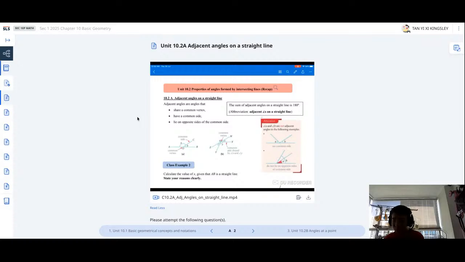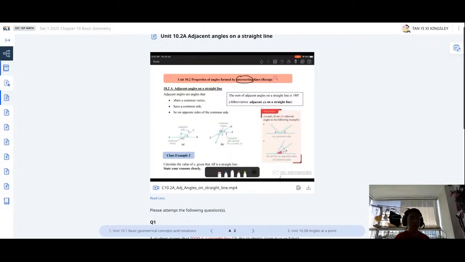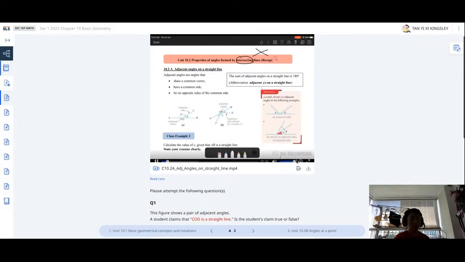Hi guys, and welcome back to the study of basic geometry. We are now at unit 10.2, where we will study the properties of angles formed by intersecting lines. Now, what does the word intersect mean? Intersect basically means two lines cutting each other. We're going to study if there are any properties between the red and black angle, or between the two black angles, or between the two red angles, and so forth.